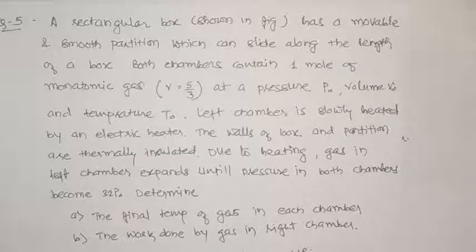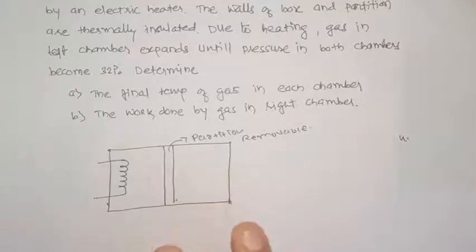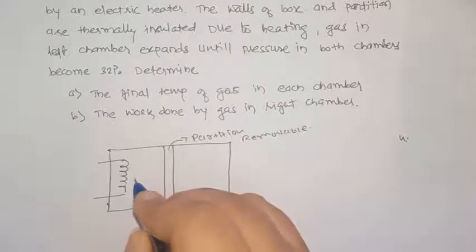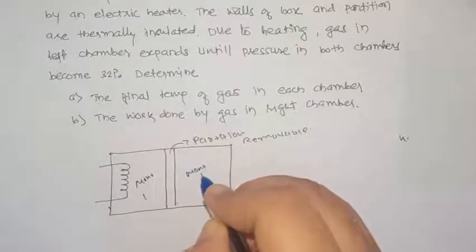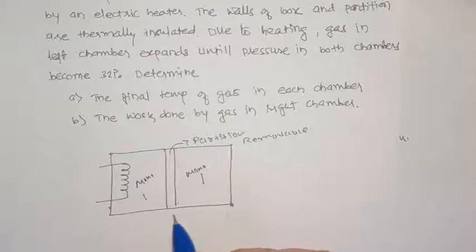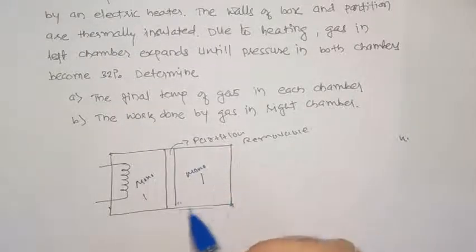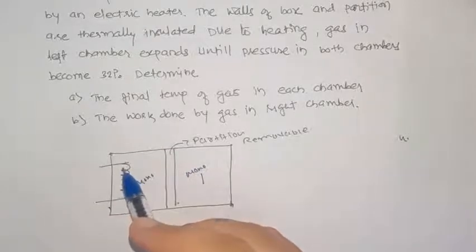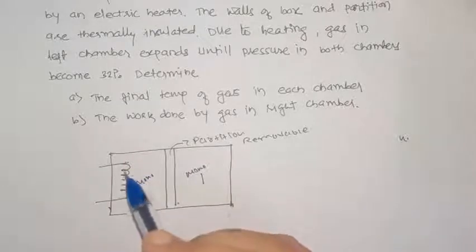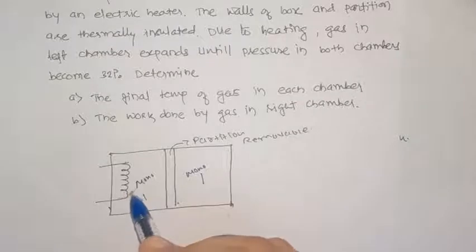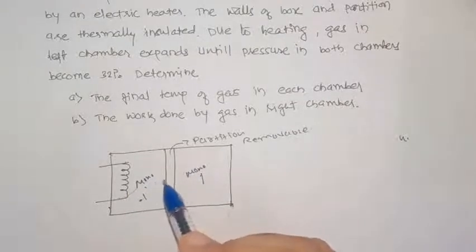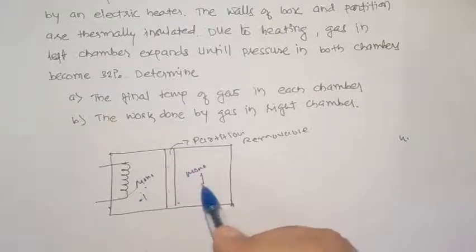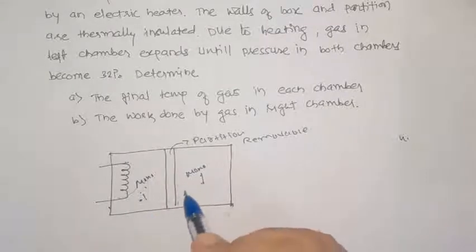In this example, a rectangular box as shown in the figure has a movable and smooth partition which can slide along the length of the box. Both chambers contain 1 mole of monoatomic gas at a pressure of P naught, volume V naught and temperature T naught. Now, the left chamber is slowly heated by an electric heater. The walls of the box and partition are thermally insulated. Due to heating, gas in the left chamber expands until the pressure in both chambers becomes 32 P naught. We want to determine the final temperature of gas in each chamber and the work done by the gas in the right chamber.